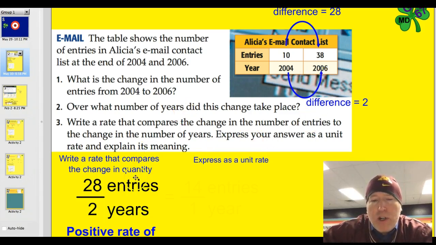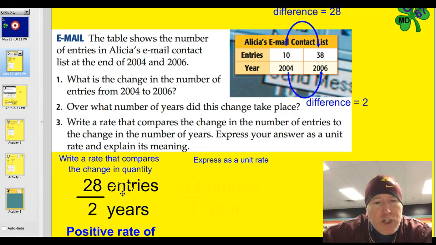Now, my daughter said that sometimes kids have trouble figuring out what do you put on the top and what do you put on the bottom when you're doing this. And a little shout out to Mr. McNeil here. He's one who had just explained to her, well, he said, are you looking at entries per year or years per entry? Well, it makes the most sense to do entries per 1 year.